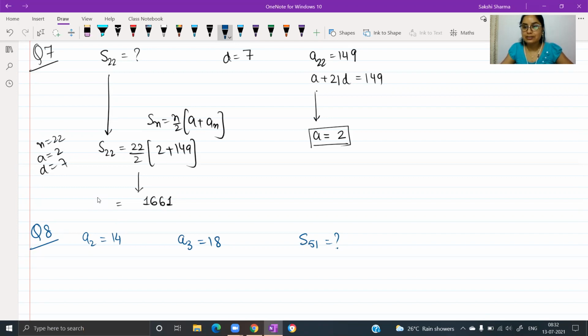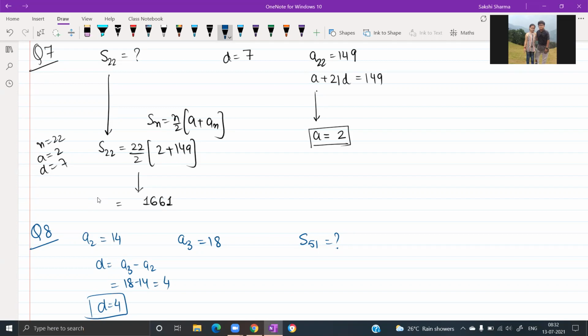Daksh. Yes, ma'am. हाँ जी, बेटा, d बताओ. Ma'am, d is equal to a3 minus a2, the difference between the consecutive terms. d comes out to be 4.